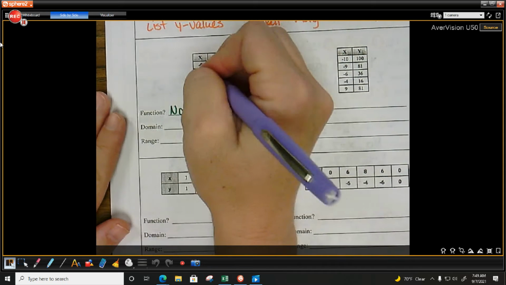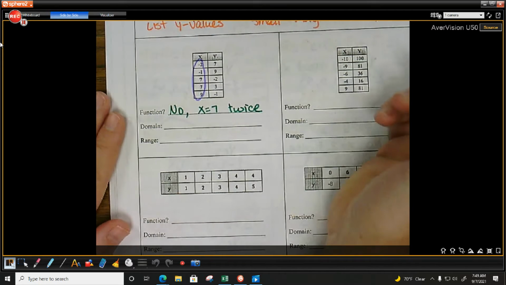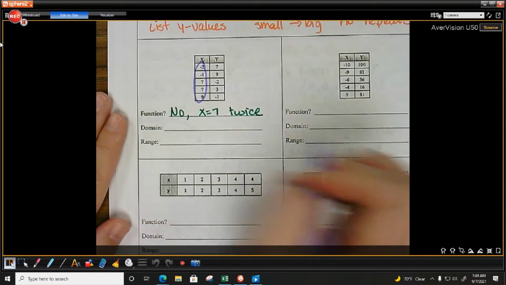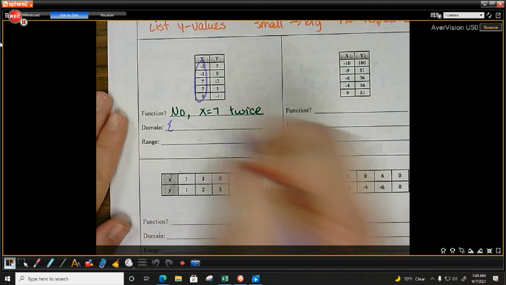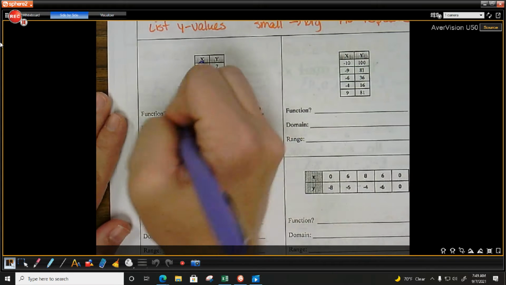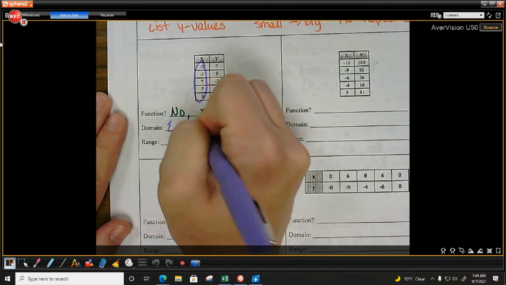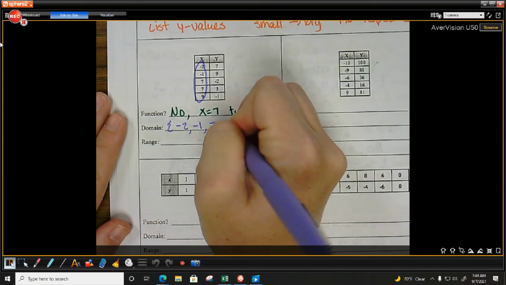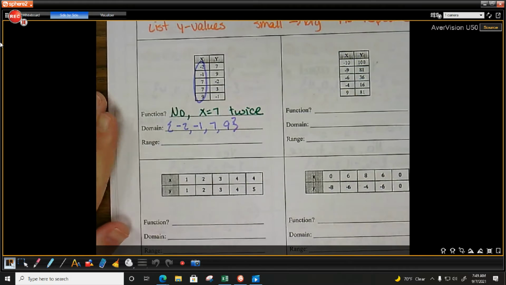Okay, so my domain. Domain is all your X's. Notice these are already in order from small to big. We like that. Okay. The only difference is when we write our domain out, we're not going to repeat the values. So it's -2, -1, 7, 9. I don't write 7 twice.